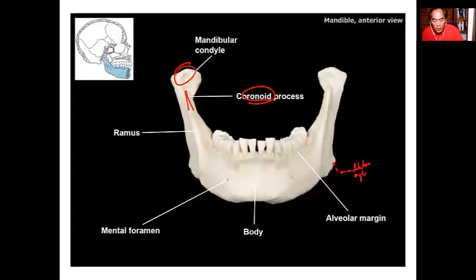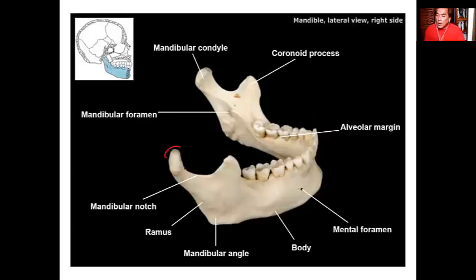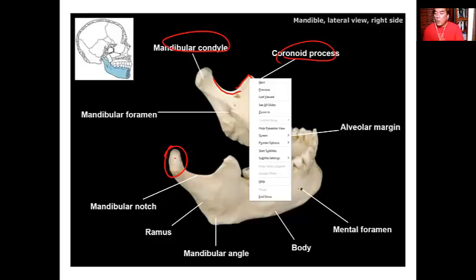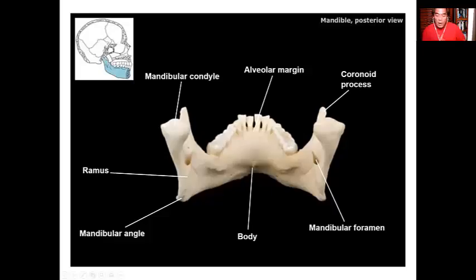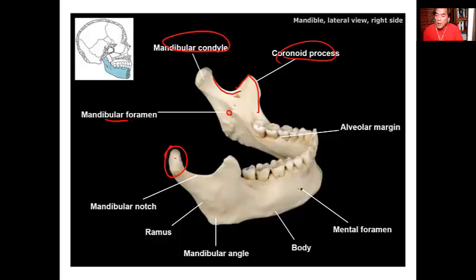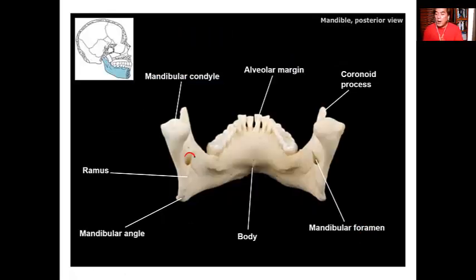All right, looking at it from another view, condyle is round, the mandibular condyle. The coronoid process is sharp, and it's got a notch. That's called your mandibular notch. And two holes that you want to identify here, okay? The first hole is the one on the inside called the mandibular foramen, and the one outside is called the mental foramen. Again, mandible with the mandibular foramen seen.